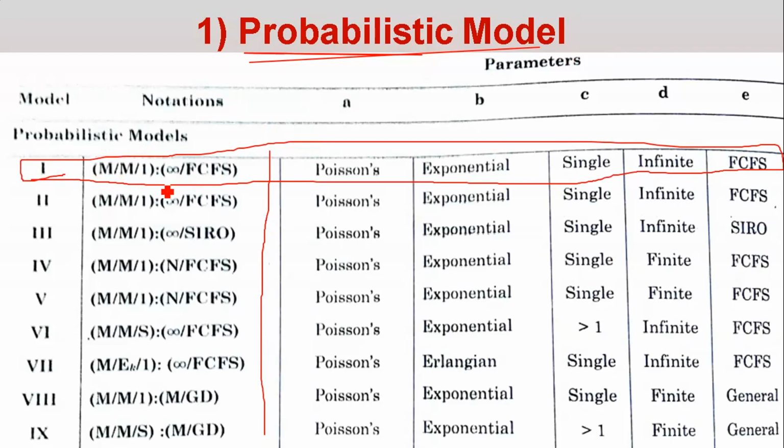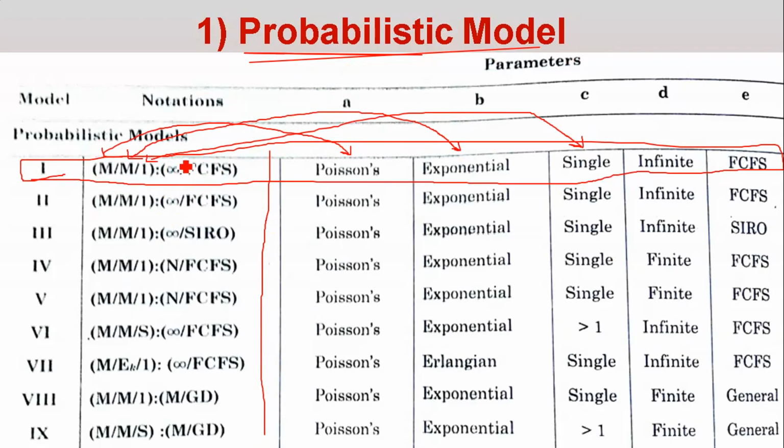Now what does this include? What does this indicate is, first M is used for the arrival rate, which follows the Poisson distribution. Then the second M is for the service rate or departure rate, that follows the exponential distribution. Then this one stands for what? This one stands for a single facility. We are having only one counter or one facility at the counter, right?